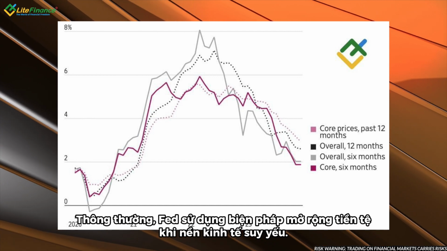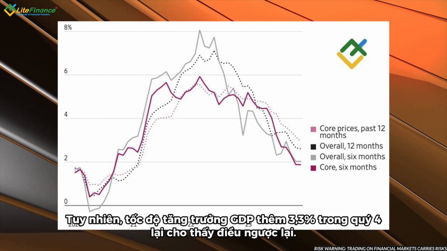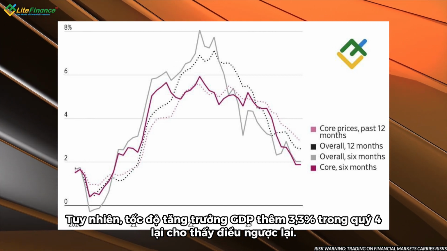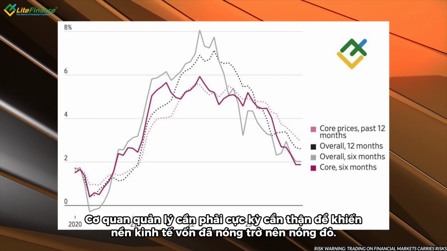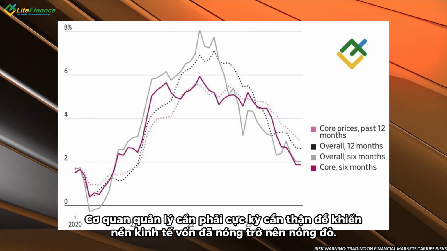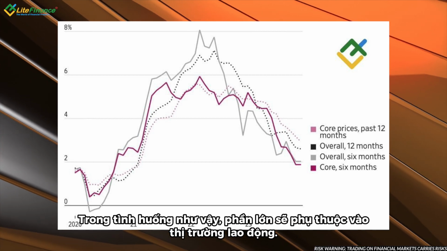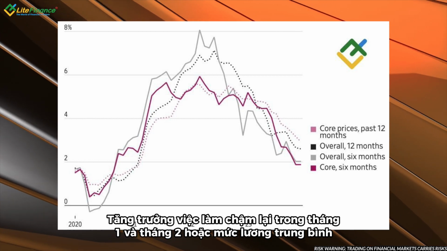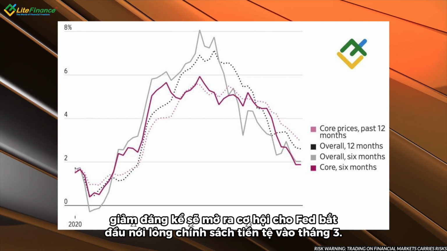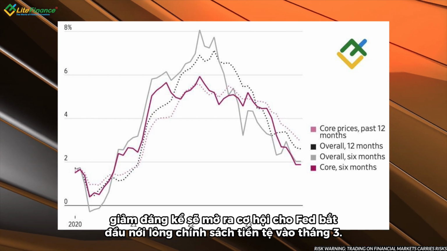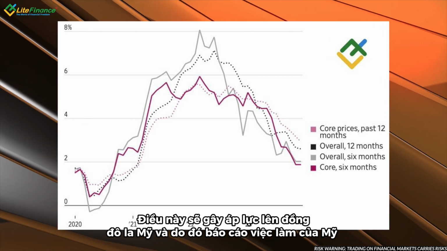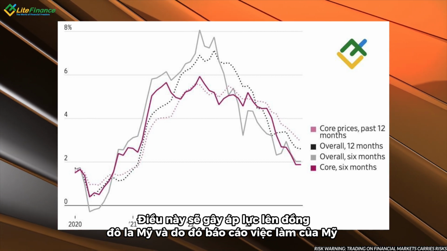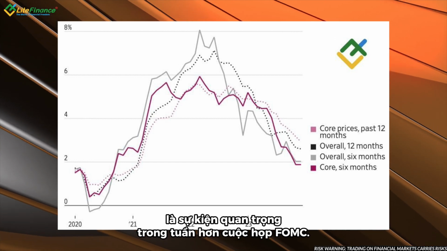Typically, the Fed resorts to monetary expansion when the economy is weak. However, the acceleration of GDP by 3.3% in the fourth quarter suggests otherwise. The regulator needs to be extremely careful not to make the already hot economy red hot. In such a situation, much will depend on the labor market. A slowdown in employment growth in January and February or a significant slowdown in average wages will open the door for the Fed to start easing monetary policy in March. This will press down the US dollar, and therefore the US jobs report is a more important event of the week than the FOMC meeting.